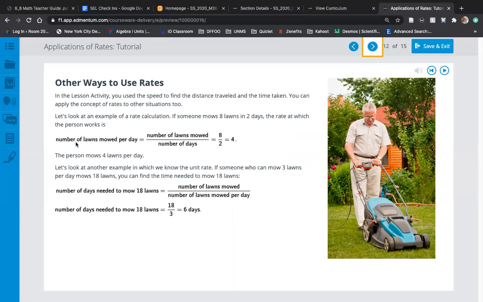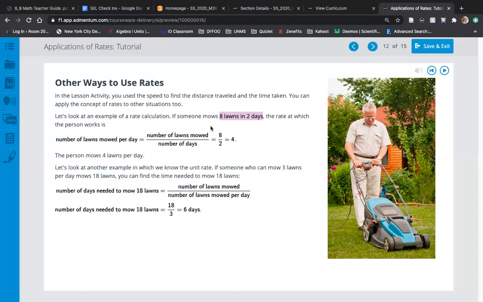So in this case here, we know that somebody is mowing 8 lawns in 2 days, right? And this is a skill that you guys are just going to have to know how to do, because once you do get up to higher level math, like algebra, questions like this are built into harder questions.